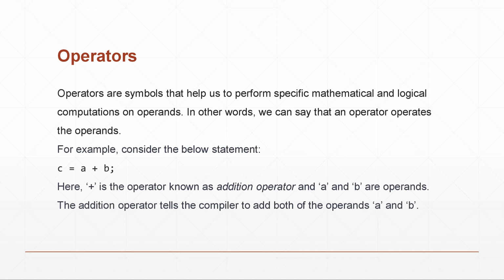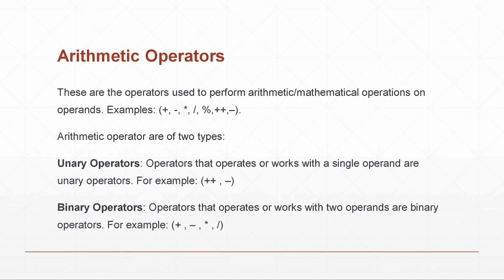For example, consider the below statement C is equal to A plus B. Here, the symbol plus is the operator known as addition operator, and A and B are operands. The addition operator tells the compiler to add both of the operands A and B. There are many types of operators.